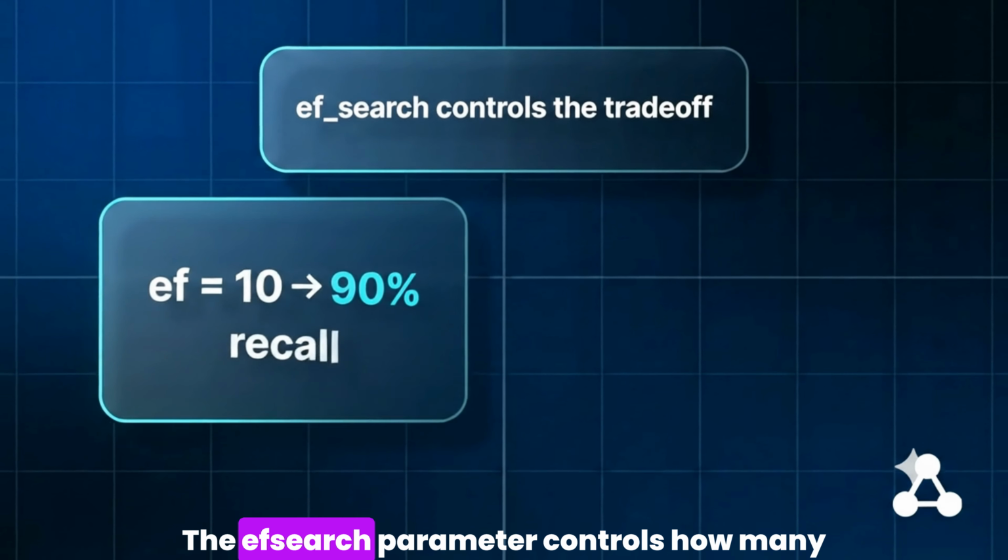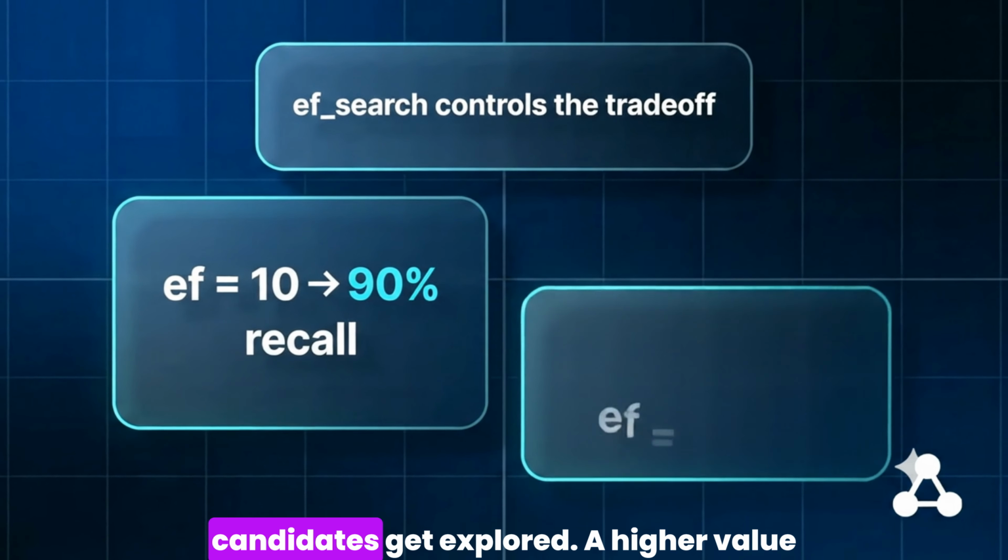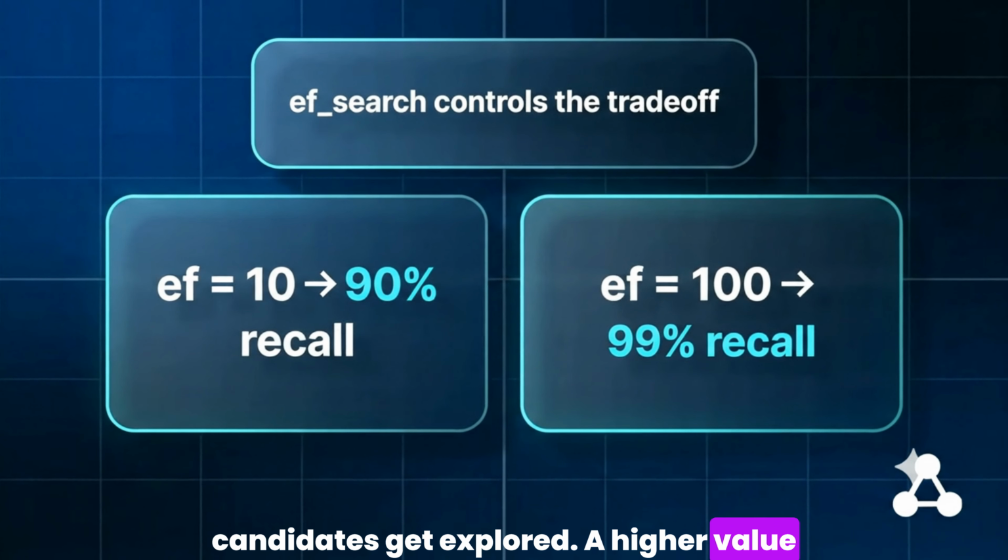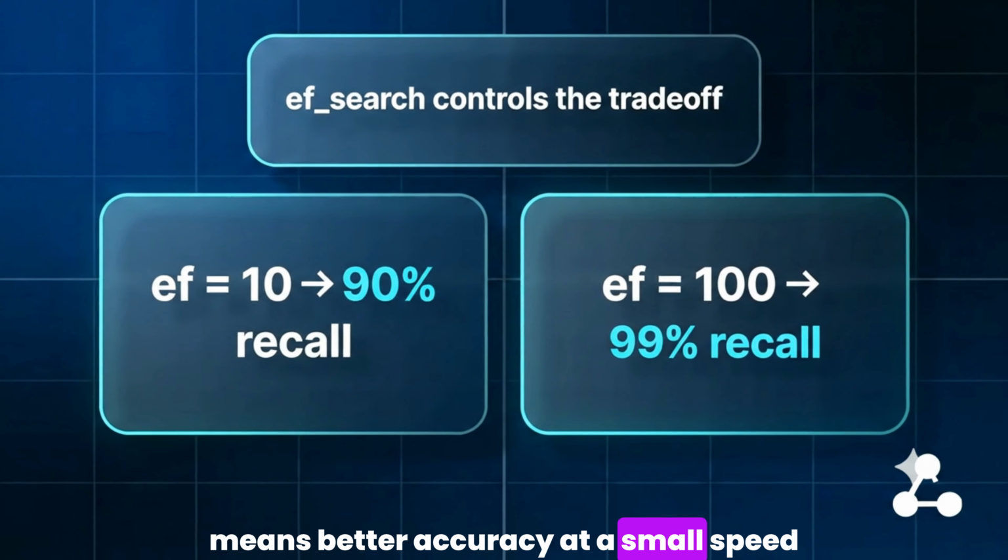The ef_search parameter controls how many candidates get explored. A higher value means better accuracy at a small speed cost.